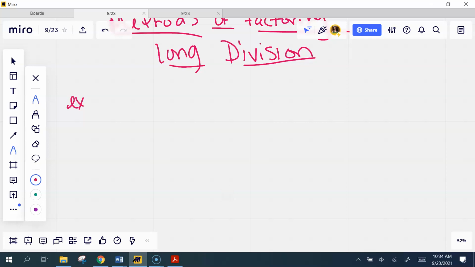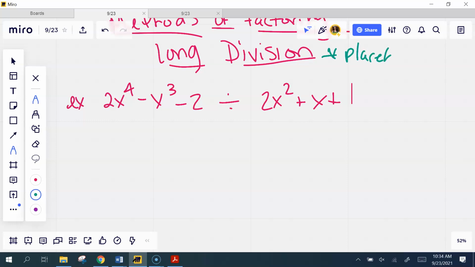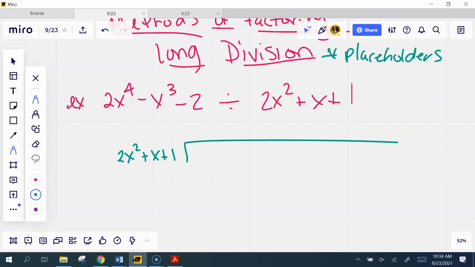If we have 2x to the fourth minus x cubed minus 2 divided by 2x squared plus x plus 1. What goes on the outside of the division sign? I'm going to put a note here. Don't forget your placeholders. The 2x squared plus x plus 1. How about inside? 2x to the fourth minus x cubed. There you go. Plus 0x squared plus 0x minus 2.